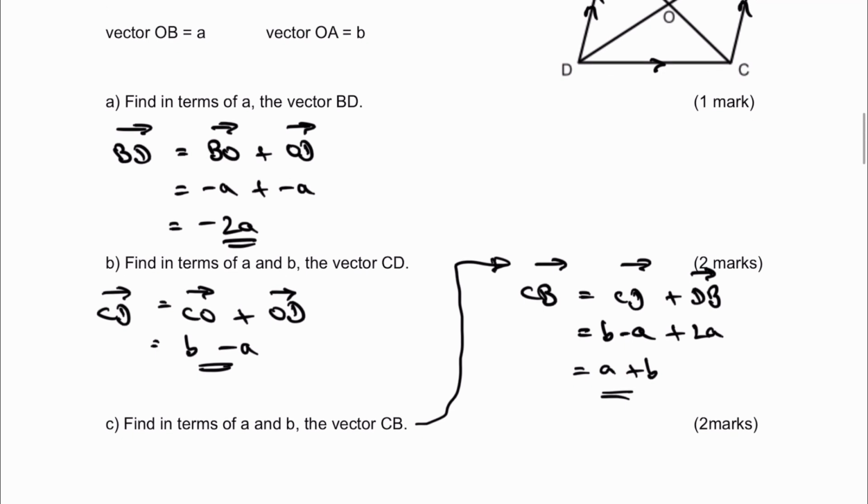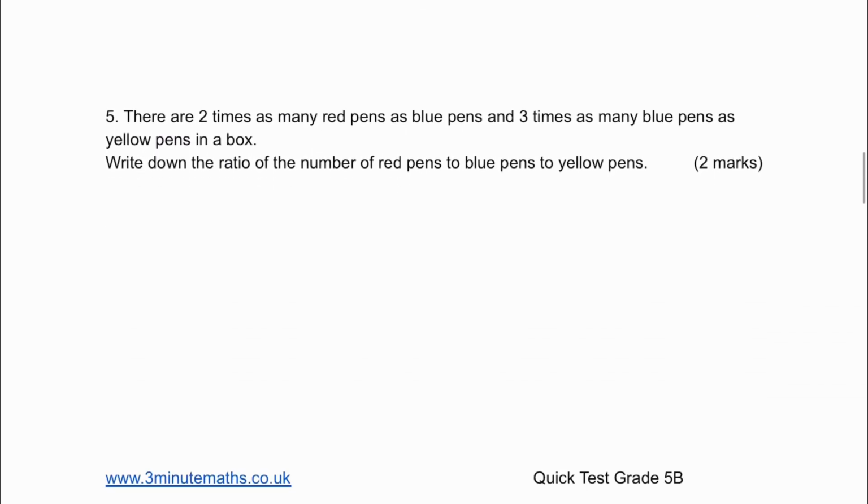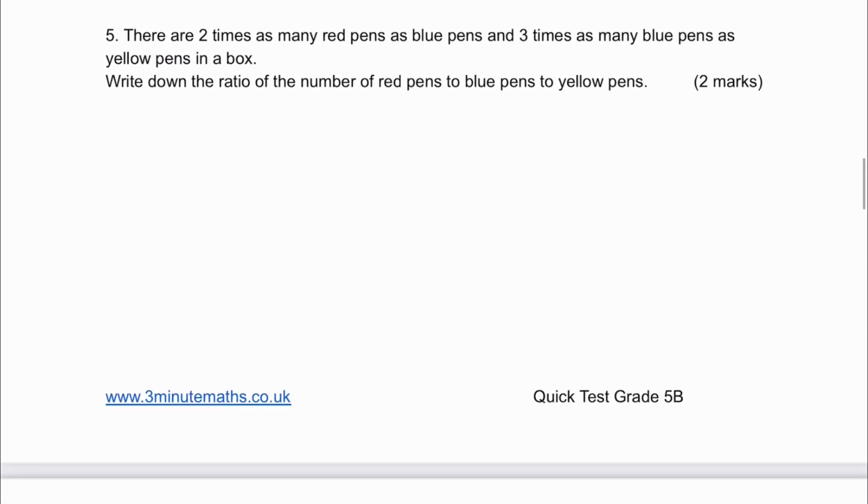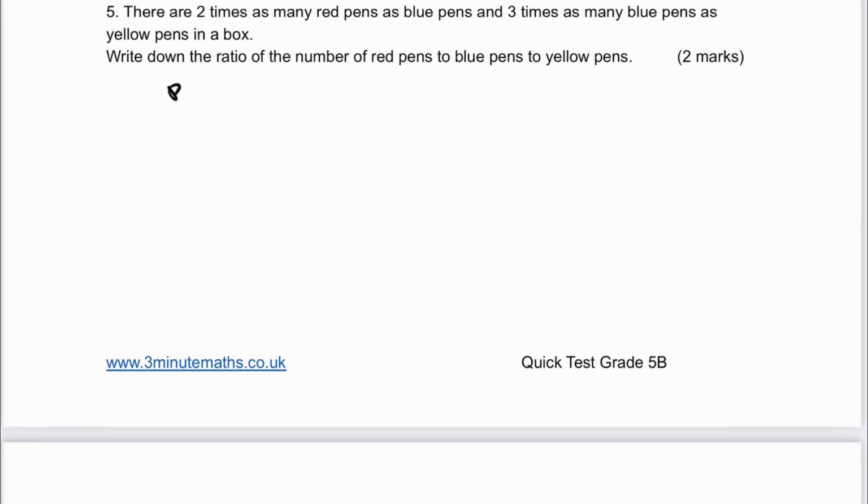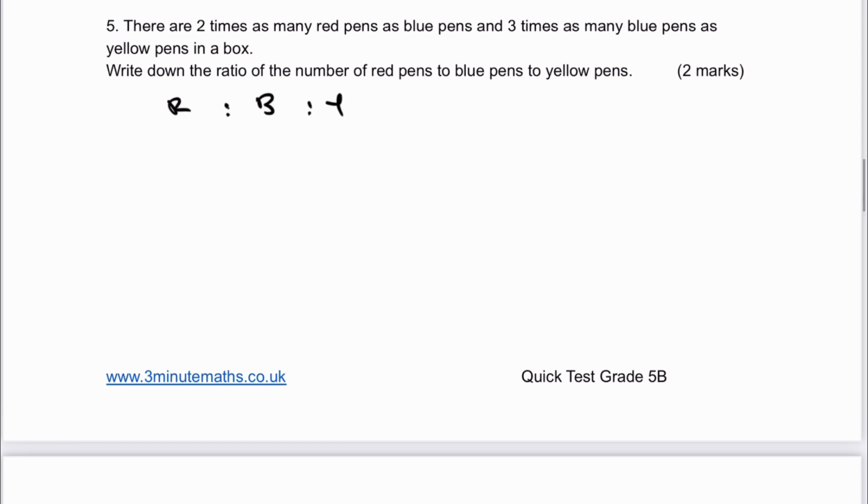Okay, let's have a look then at question number 5. Now this is a very typical kind of ratio type question where we've got red to blue to yellow. Okay, and it says there's 2 times as many red pens as blue pens. So if there's 1 blue pen, then there must be 2 red pens.